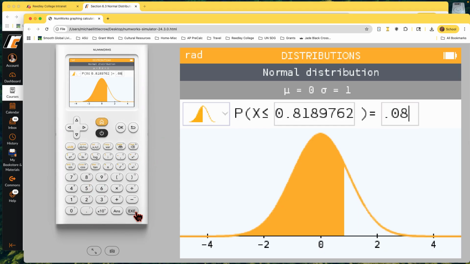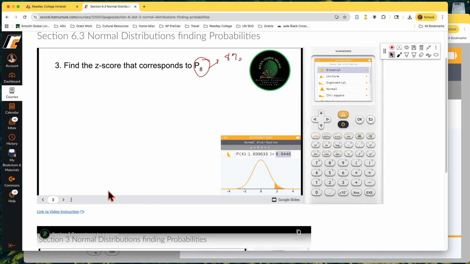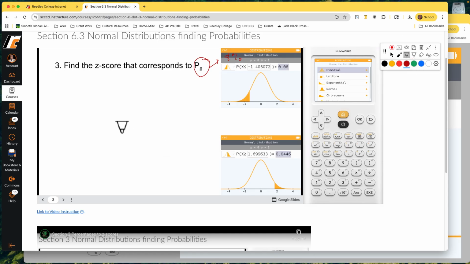0.08. And does that look like about 8%? Sure. It's certainly less than half, because I know if I came halfway, that'd be half. So 8%, it shows up here. And so my standard score, my z-score, is negative 1.41 to two decimal places. So I click on here, shows up there. Z equals negative 1.41.